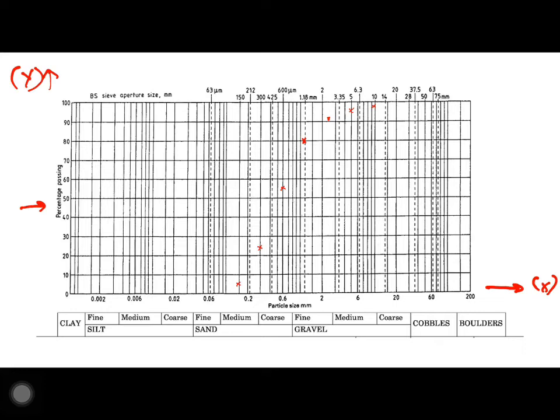Here you may refer to the top of the size column. We have 10 mm, and then 5 mm, and then 2.36 mm, then 1.18, and then 600 micrometer, and 300, and 150. After you plot, you connect each of the points here.